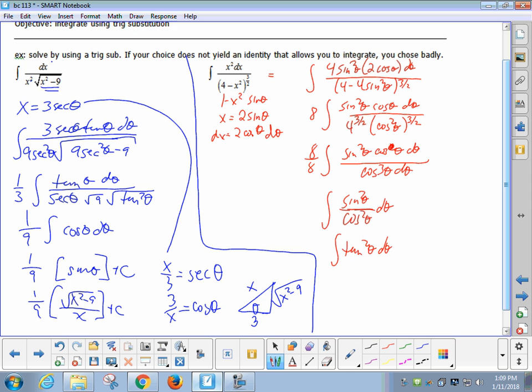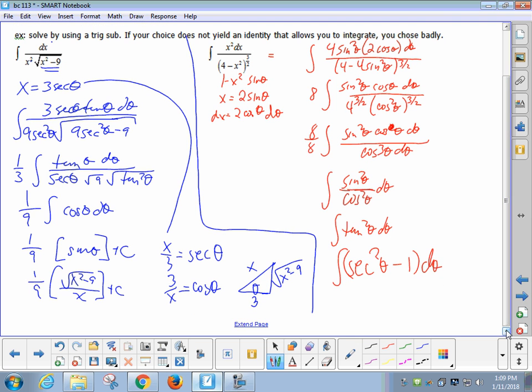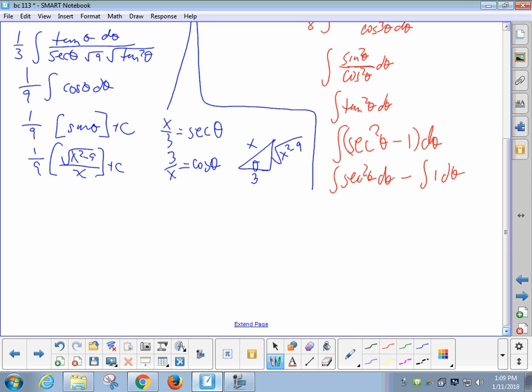Now what? You separate it into 1 and secant squared. 1 minus secant squared, or secant squared minus 1? Oh, secant squared. Okay. I guess I could have done that and separated it into 1. I don't know what I was thinking. Okay. So what's the antiderivative of secant squared? Tangent. Tangent theta minus theta plus c.